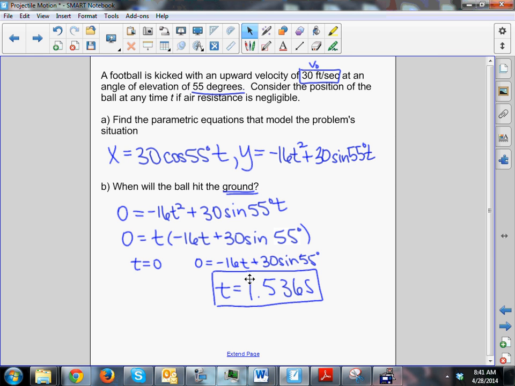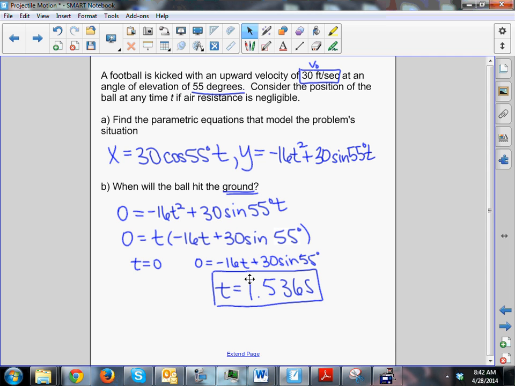Okay, you should always get 2 answers because it's a quadratic. Please go with the answer that makes sense. We know this first answer is where we began, t equals 0. Obviously, that's not what we want. Okay, it's going to take 1.536 seconds. Okay, football people, what do you call this? Hang time. Okay? You don't need to know that.